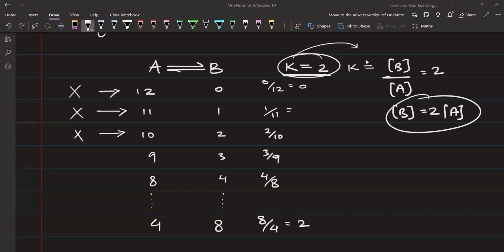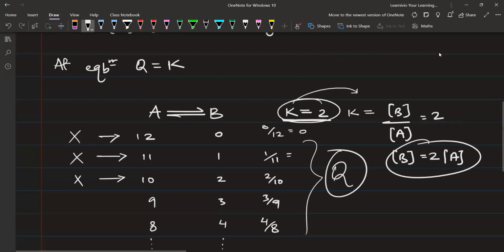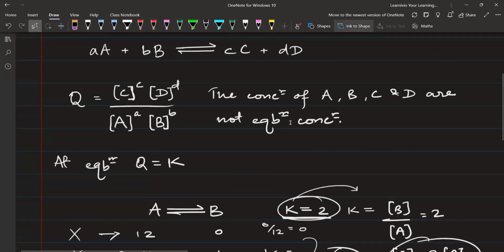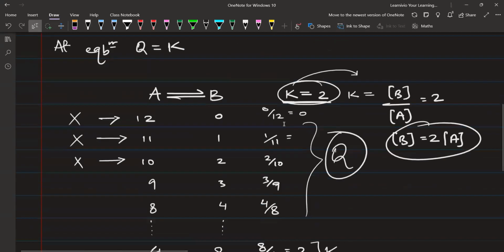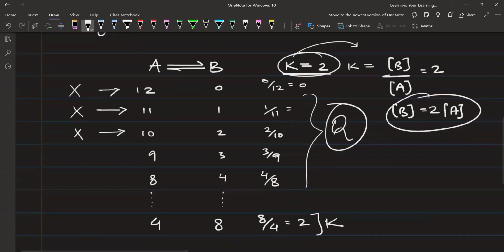ठीक है, अब ध्यान से जरा सुनिएगा। In this case you can see that all of these, ये सारे के सारे वैल्यूज जो है ना, these are not K, these are Q. At this point, we have got K. Does this make sense? Yes or no? When the reaction is happening, it is not equilibrium. When it is not equilibrium, the concentration of product upon reactant is Q. है ना? What is Q? The concentration of A, B, C, D are not equilibrium concentration. Make sense? Yes or no?